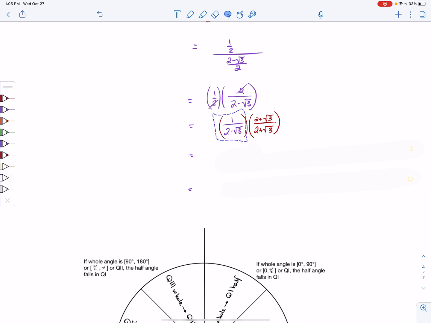It leaves you with this right here. The reason I had to go further was because there's a root in the bottom, and roots in the denominator, as we know, are not simplified. So I multiply by the conjugate over the conjugate. That's what's in red.